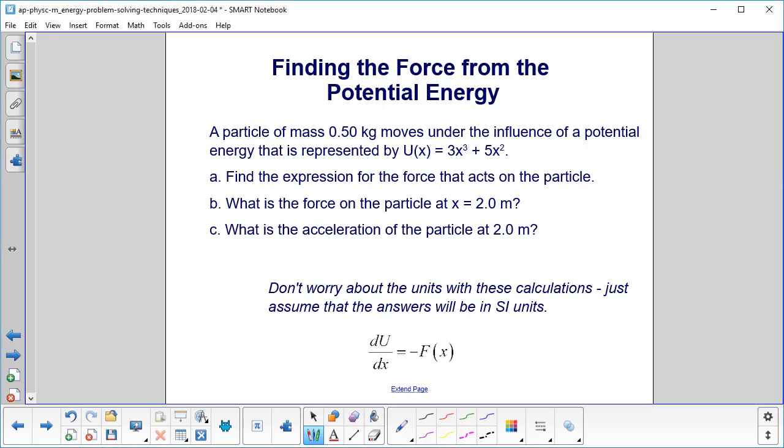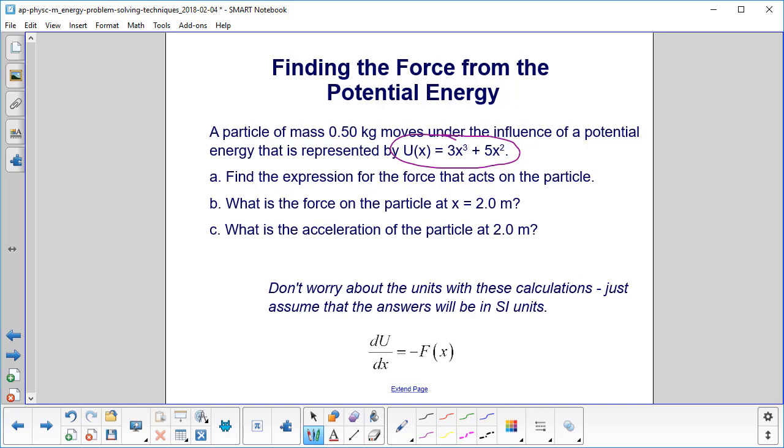Let's work a problem now. We have a particle of mass 0.50 kilogram moving under the influence of a potential energy that is represented by 3x cubed plus 5x squared. First, find the expression for the force that acts on the particle.